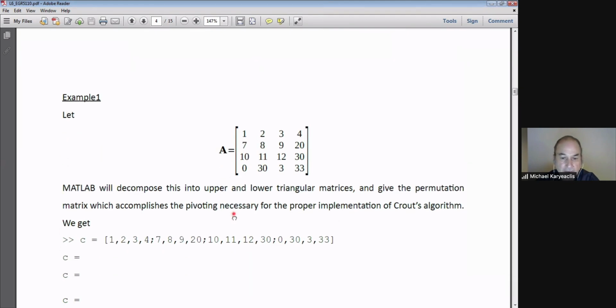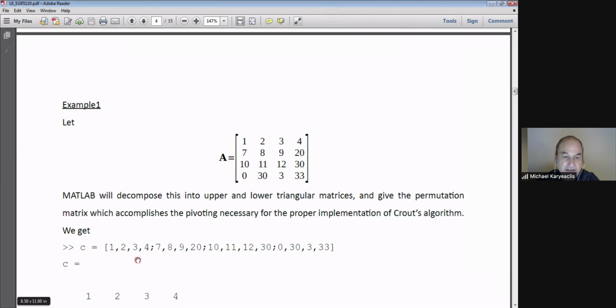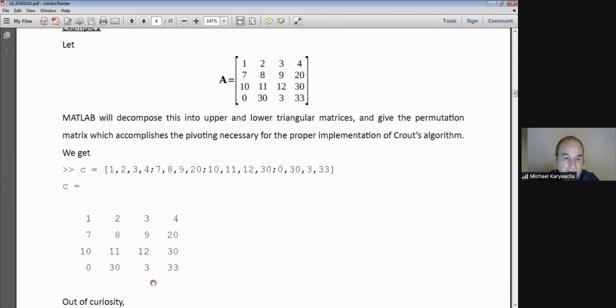All right. So let's see how we would get this. You can type C. This is the matrix. You type it in: this is the first row, second row, third row, fourth row. And it will give you the result. It's no big deal here. So this is a matrix C.